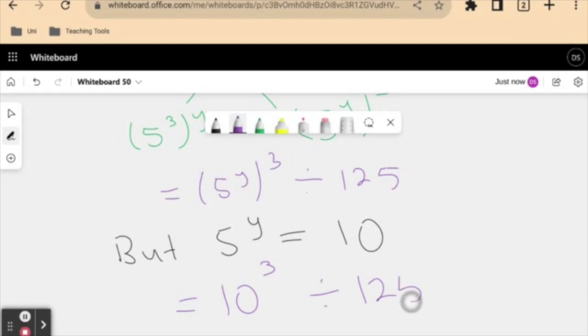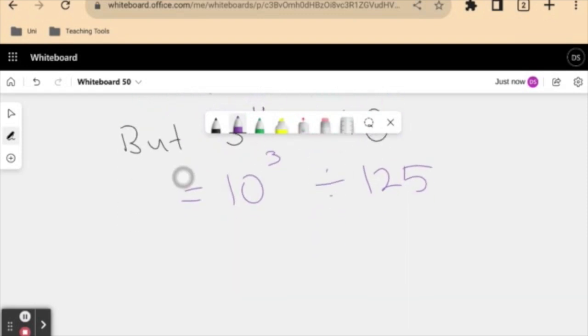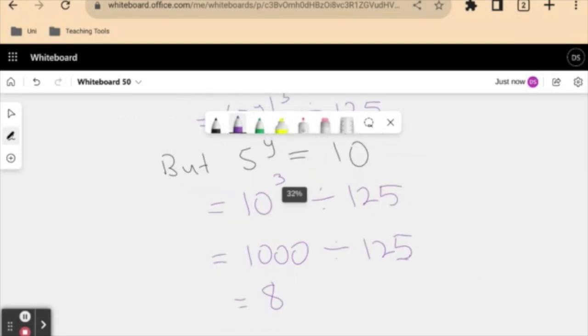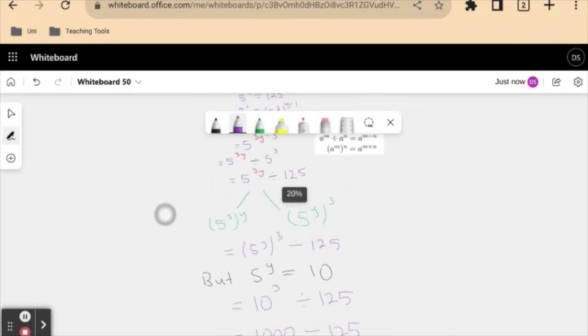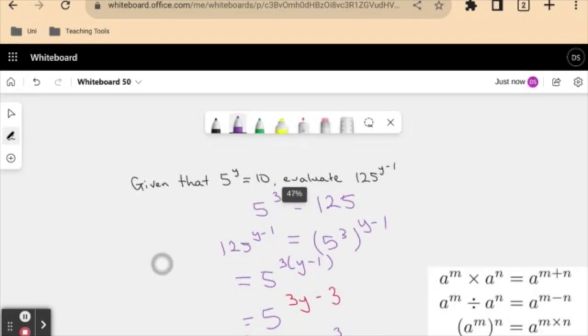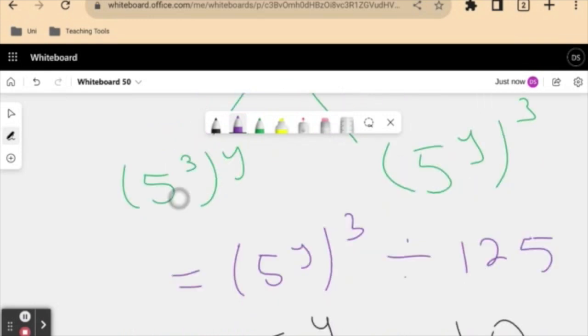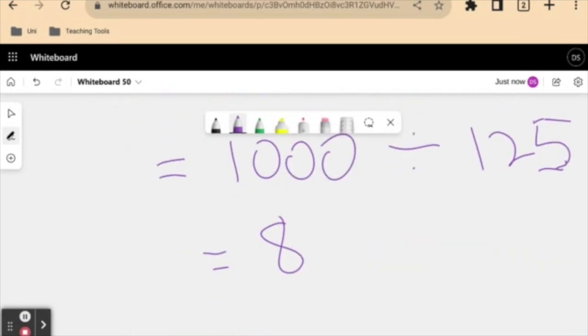divided by 125, which is like saying 1,000. 10 to the power of 3 is 1,000 divided by 125. And our answer is 8. That's pretty incredible, right? Because we've essentially used everything we know about index laws to get from here in the question all the way down to the number 8.